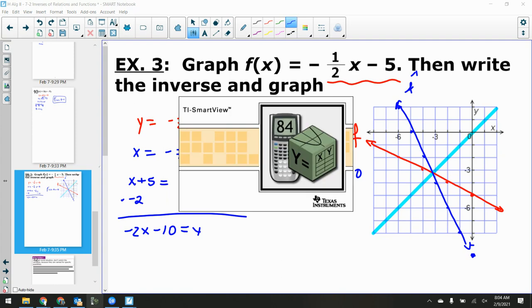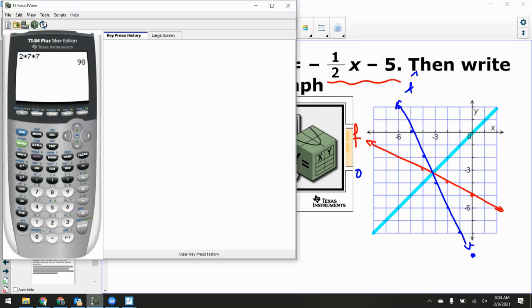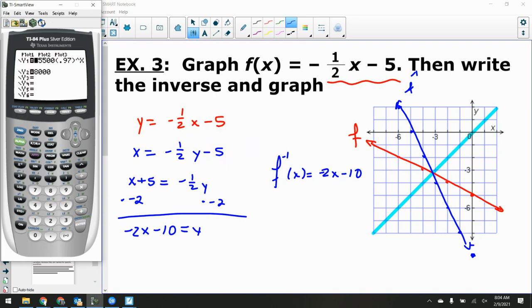Again, how would we do this? Just to show it in the calculator, just so you can see exactly what I'm talking about. If I go into my y equals and I say negative 0.5x minus 5, and then I go y2, negative 2x minus 10. Zoom 6.